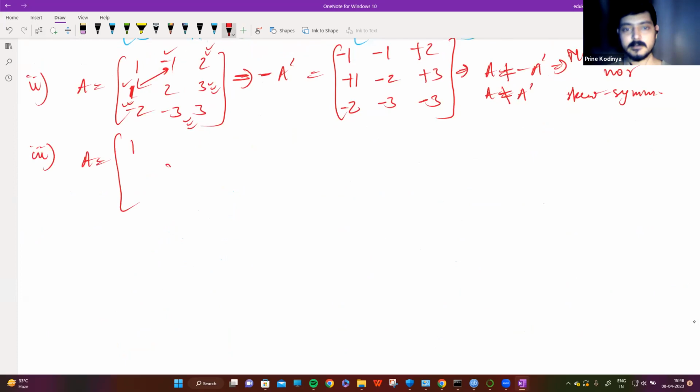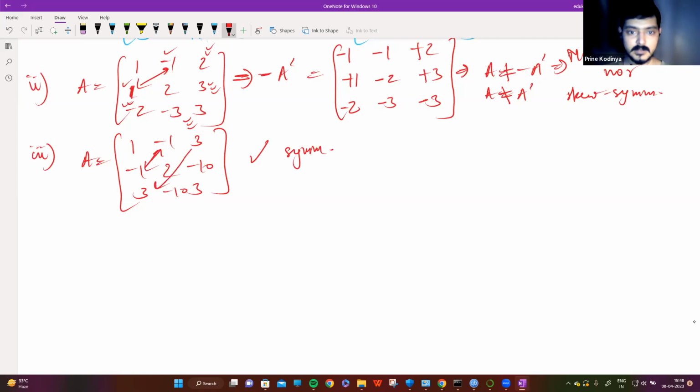From the original matrix, let's see. I'm going to write a symmetric matrix. And if I write minus 1 here, minus 1, 3, 3, minus 10, minus 10. Now this is a symmetric matrix. You can also check. For a simple check, just these 3 pairs. This is minus 1, this is also minus 1, this is 3, this is 3, this is minus 10, this is also minus 10. And diagonal elements can be anything. So this is symmetric.